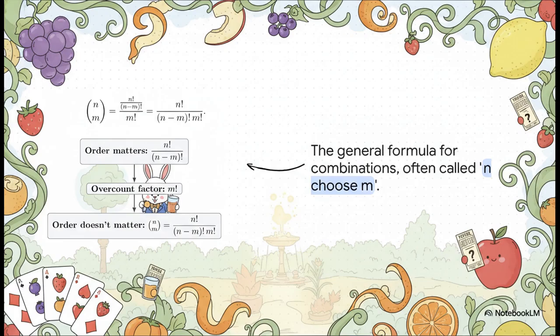The N is just the total number of things you have to choose from. For us, that was 10 fruits. And the M is how many you're picking. For us, that was 3. You can use this for picking lottery numbers, forming a committee, anything where the final group is all that counts.